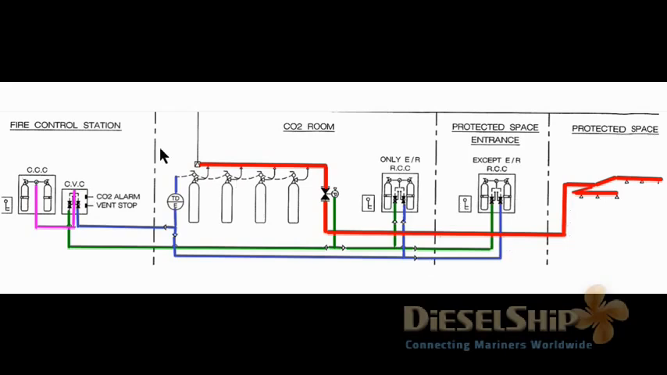Now you have a similar arrangement in the CO2 room and also at the engine room entrance. Let's assume I want to operate from the engine room entrance. I have to take out the key by breaking the glass and open the cabinet. I have a similar mechanism over here which is not shown. The CO2 alarm will sound, the vent fans will stop, and I have to shut the quick closing valve.